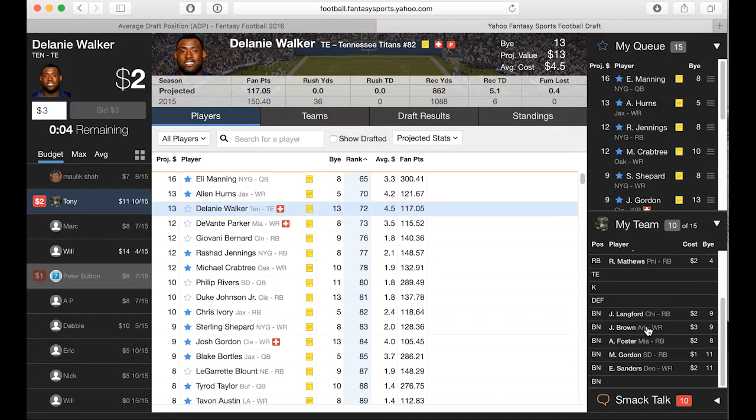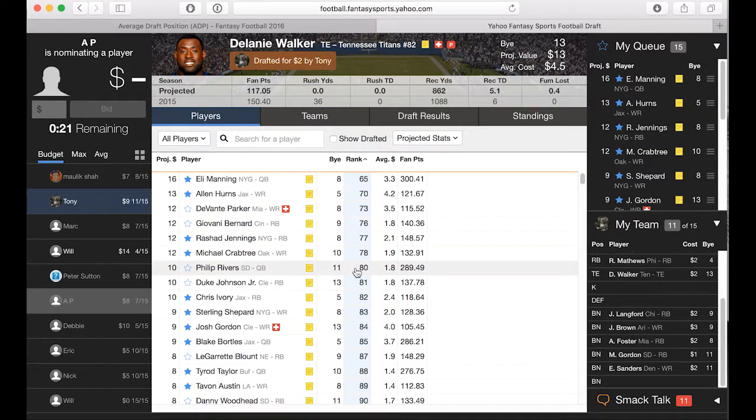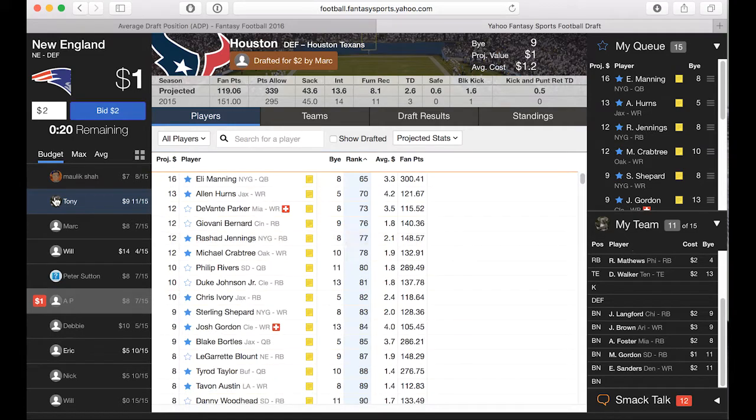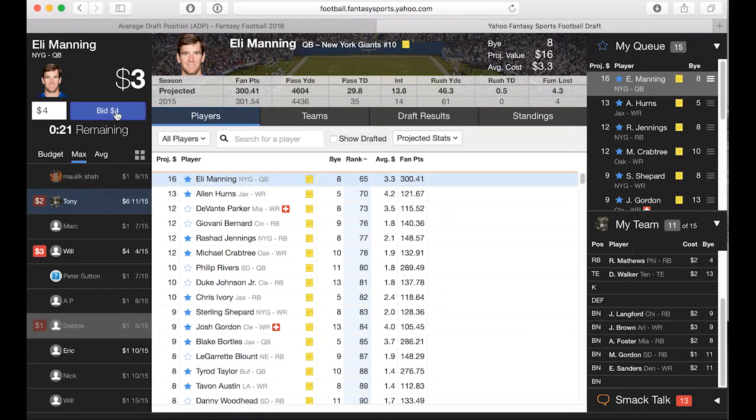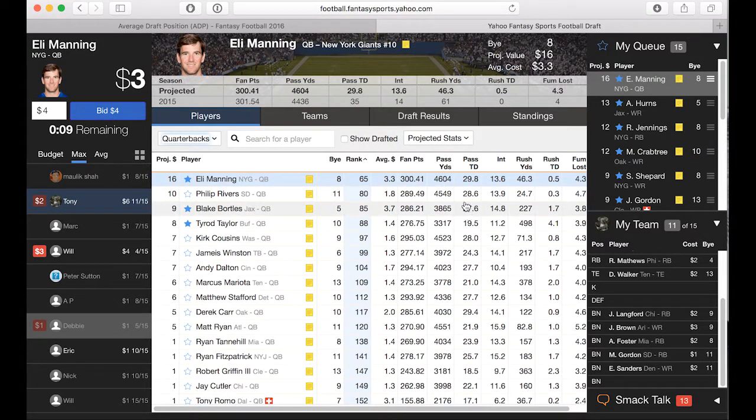Between Arian Foster and Jay Ajayi, for example, I'm getting a whole another starting running back. Even if Foster goes down, Jay is going to take the starting role, and that's definitely worth the $3 to $6 that I'm spending on them.